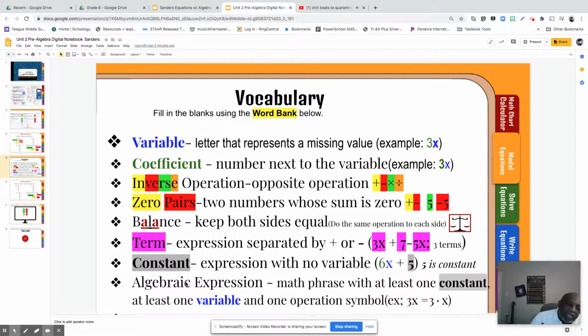Right, next, a constant. A constant is an expression with no variable. So if I look at this expression, it says 6x plus 5. Well, 5 is the constant because it does not have a variable attached to it. So if there's no variable attached to it, we call it a constant. All right, an algebraic expression. An algebraic expression is a math phrase with at least one constant, at least one variable, and one operation symbol. So that means you're looking for plus, minus, multiply, or divide.